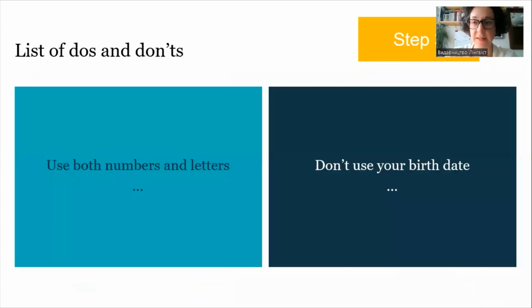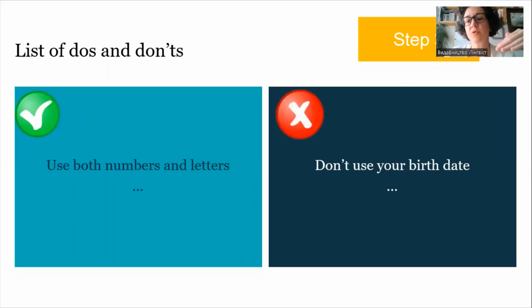This is a fun activity, but it will lead us to the main step, making up a list of do's and don'ts while creating a password. And students make this list according to what they guessed or how close they were to cracking their partner's password. For example, do use both numbers and letters in the password. Don't use your birth date. Don't use your surname or things like that. And they can make really great guidance on how to create a proper password.